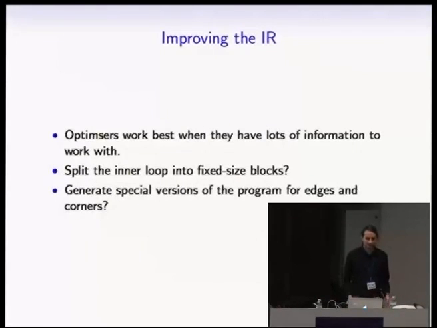optimizers like having lots of information to work with. So maybe rather than having these width and height variables, maybe you could emit an inner version that would just work on 16 by 16 blocks, and then the compiler could optimize the neighbors statement a bit better because it would know how many neighbors you had. Maybe you could do a special case for the sides and the corners, and that would be maybe adding a dozen lines to the compiler, but it would give you a bit of a speed up.